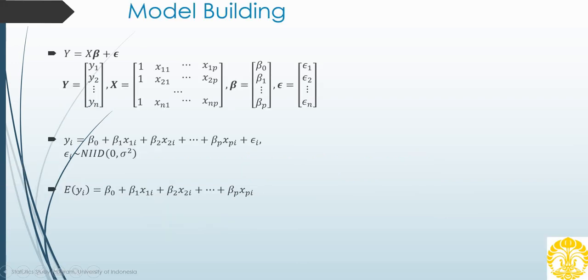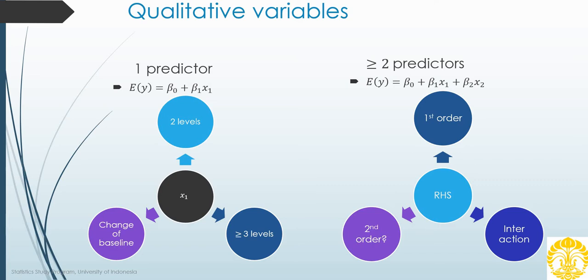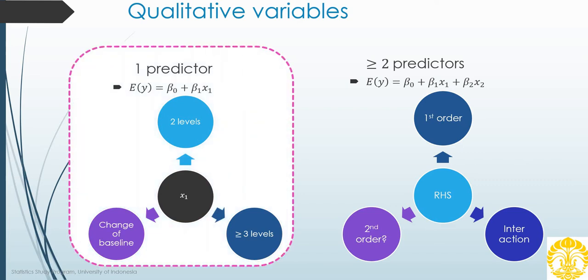For this session, we will still be discussing model building. Previously we discussed model building for quantitative variables, that is, if we have one predictor, two predictors, and more than two predictors. For this session, we will focus on model building for qualitative variables, with just one predictor.